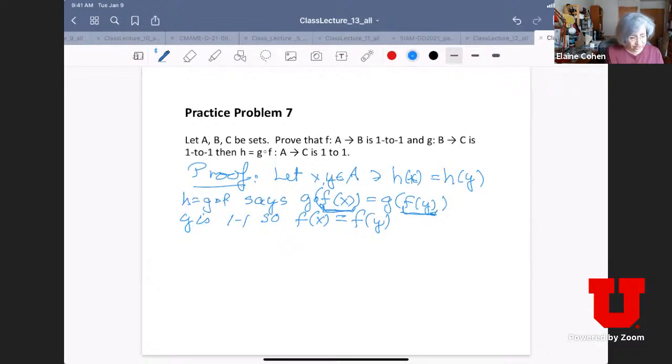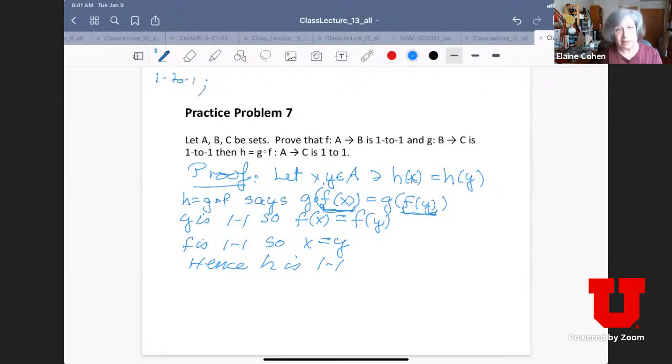So now what do we say? We say, oh, f is one-to-one, so x has to equal y. Hence, h is one-to-one. People write one-to-one, by the way, they say the words or they write 1, 2, 1, or if they're lazy like me, they say 1-1. They're all totally acceptable.